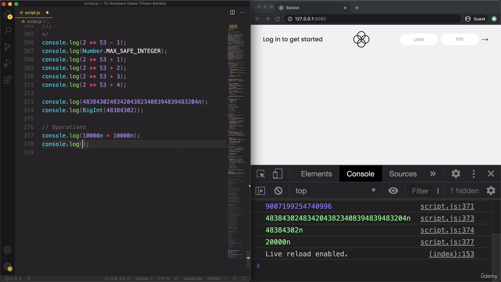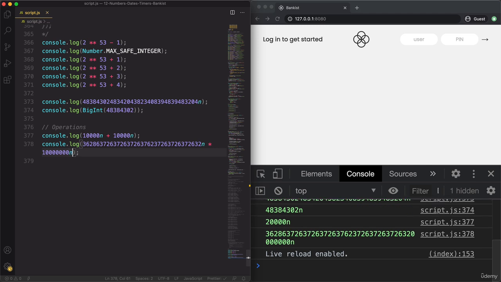So for example, a multiplication. Let's try a really huge number times 10 times this other huge number. And so it then gives us this result.